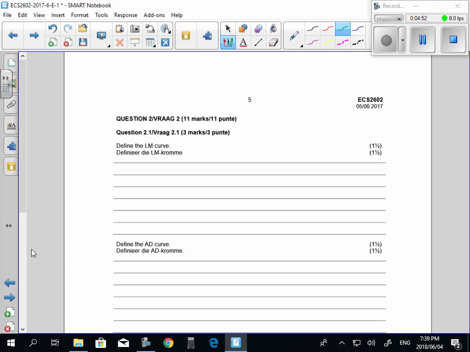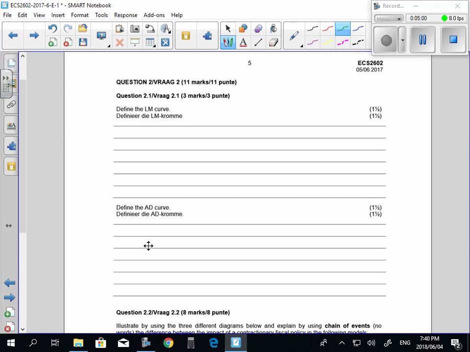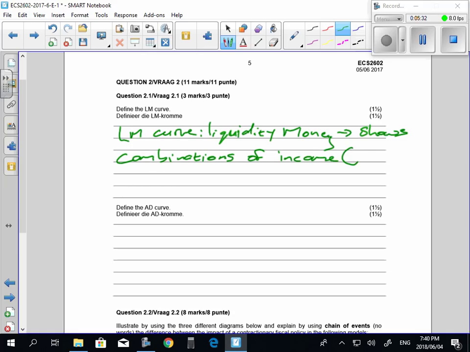Define the LM curve. All right, so your LM curve, liquidity money, shows combinations of income and interest rates where MD is equal to MS.